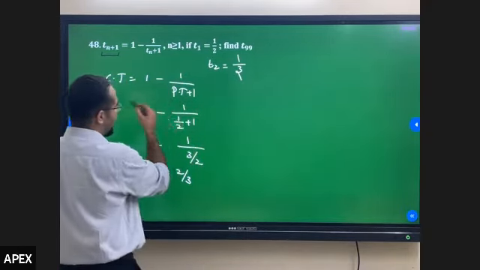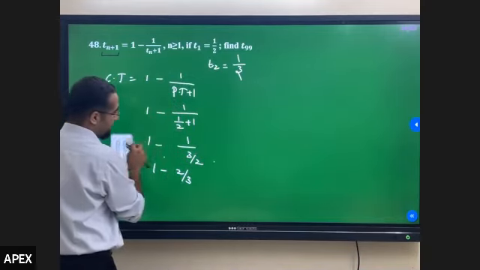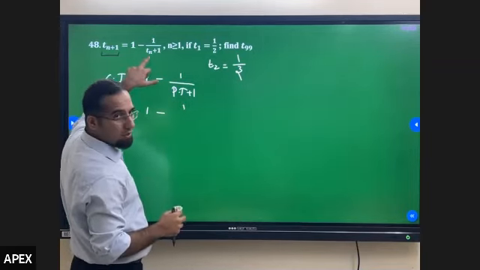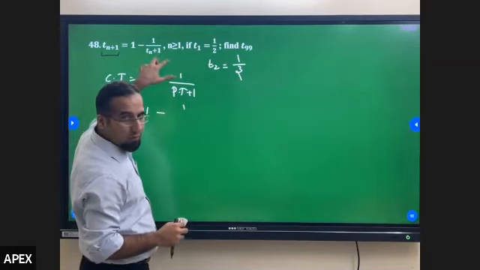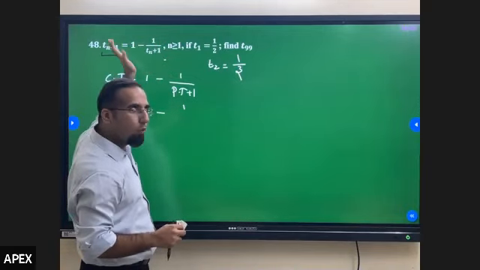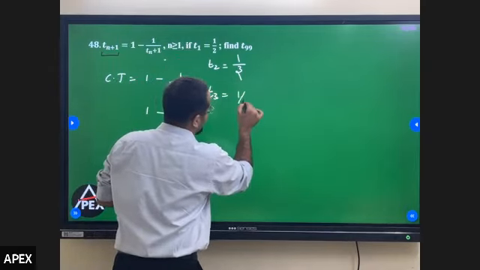So T of 3, you can do a quick calculation. This will become 1 by 3 plus 1, which is 4 by 3. 4 by 3 inverse becomes 3 by 4. 1 minus 3 by 4 becomes 1 by 4. I think I'm still getting convinced.